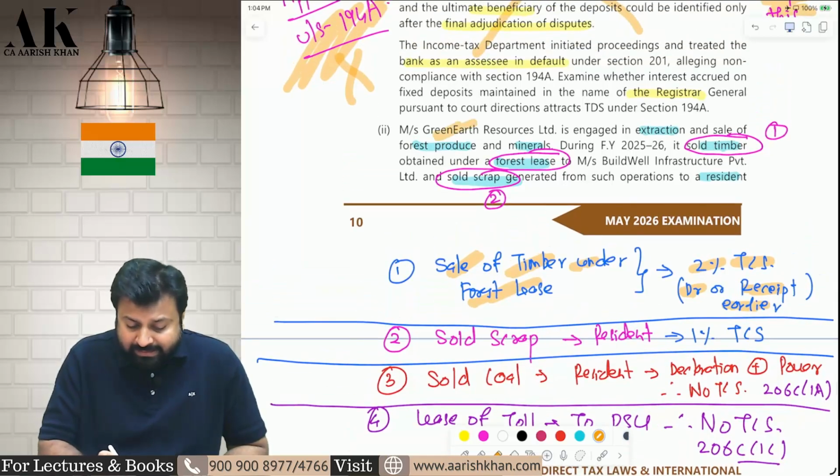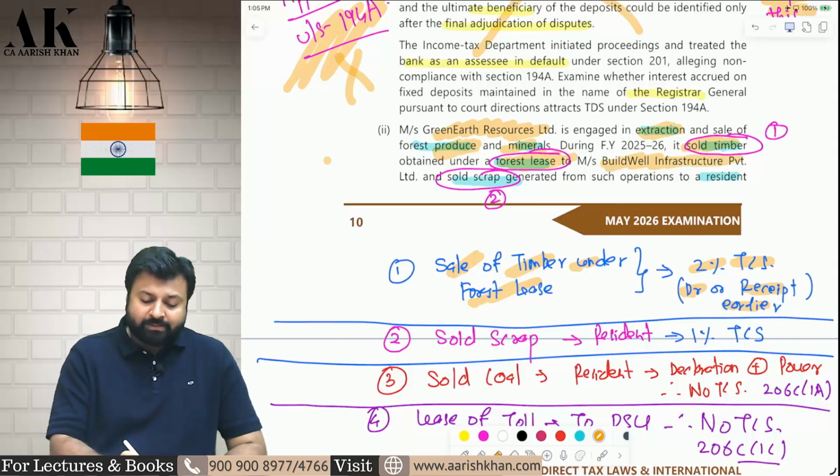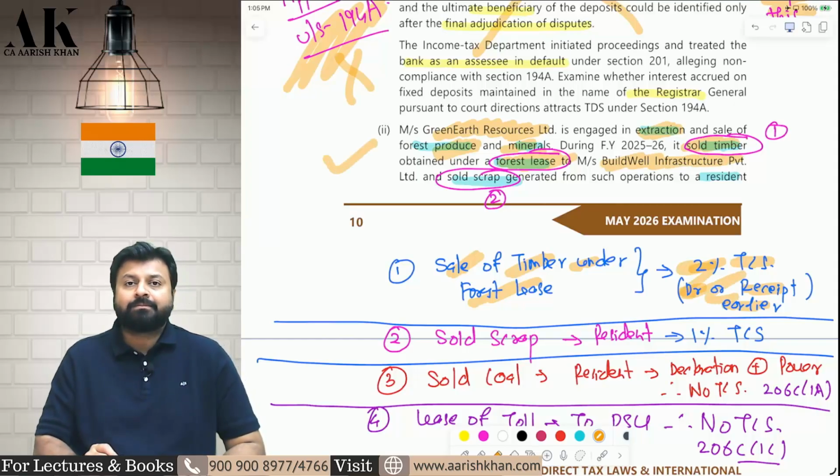See here, the assessee is Messrs. Green Resource Limited. It is engaged in extraction of forest produce and minerals. It is selling some timber under forest lease to Messrs. Buildwell Infrastructure Private Limited. So on this transaction, 2% TCS will be applicable.